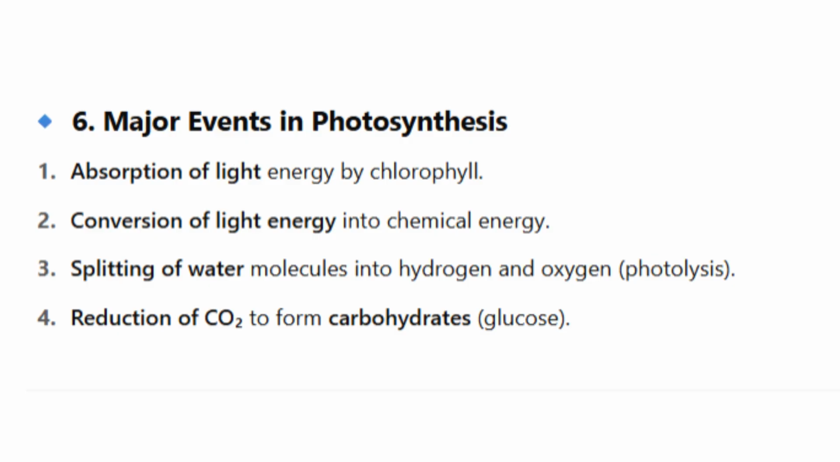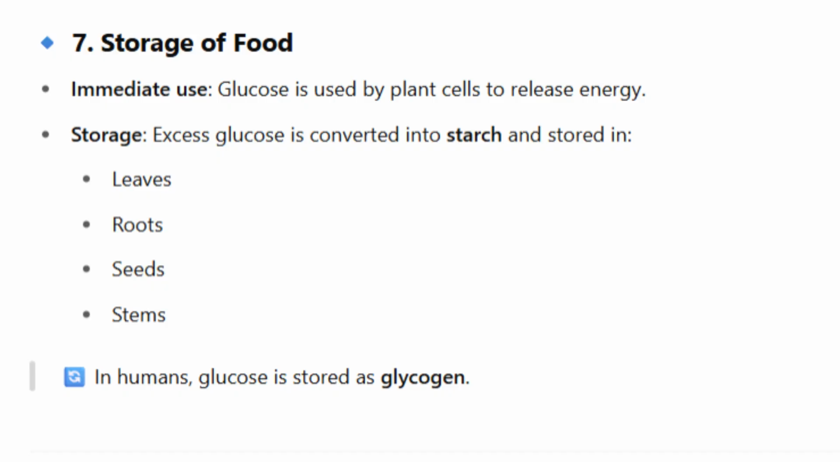6. Major events in photosynthesis. Absorption of light energy by chlorophyll. Conversion of light energy into chemical energy. Splitting of water molecules into hydrogen and oxygen, called photolysis. Reduction of CO2 to form carbohydrates, glucose.